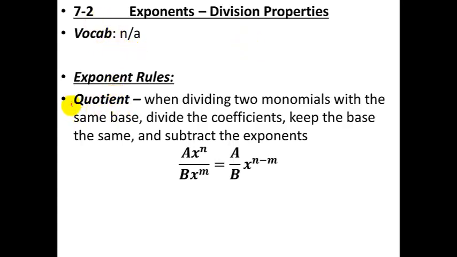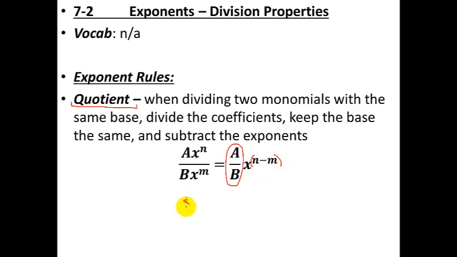So the first one is the quotient rule. Anytime you're dividing something, if you divide two monomials, here's our first monomial, here's our second monomial. You divide the coefficients, a over b gives you a new number, a over b. You keep the base the same, and you subtract the exponents. This is absolutely key: this base and this base do not cancel out. You keep the base the same, whatever it was stays the same. You do subtract the two exponents to get the new exponent.